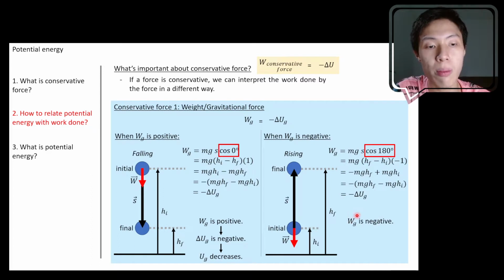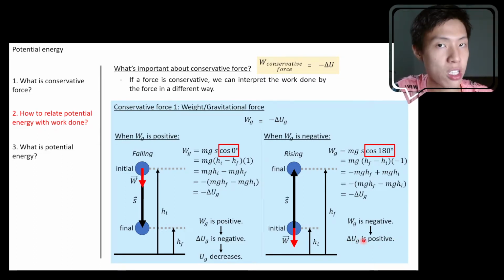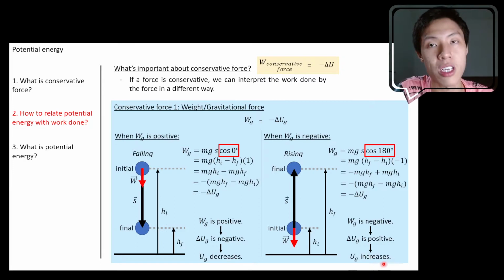So if our work done by gravity is negative over here, our change of gravitational potential energy will have to be positive. Then negative multiplied by positive, you get a negative answer over here. So our change of gravitational potential energy will be a positive value. So if our change of gravitational potential energy is positive, that means our gravitational potential energy increases.